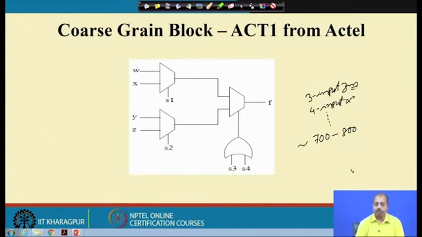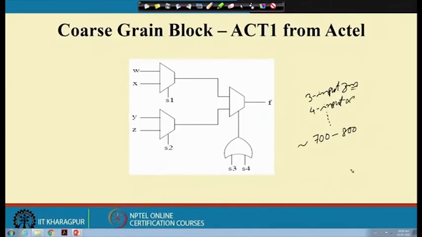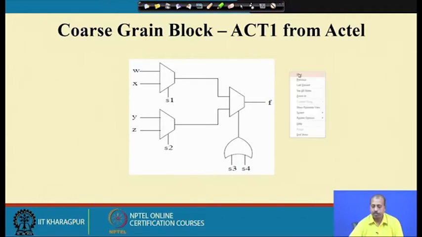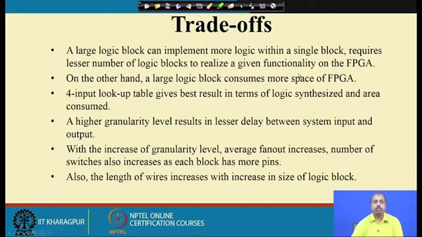Because of the advantage that these individual logic blocks are pretty small, you can have more logic blocks within the FPGA chip, but compared to Xilinx FPGA, they are much simpler. Next, we will see what the trade offs are between the coarse grained logic block and the fine grained logic block. With a coarse grained logic block, a larger logic block can implement more logic within a single block and requires fewer logic blocks to realize a given functionality on FPGA.